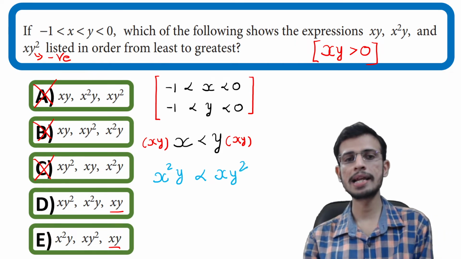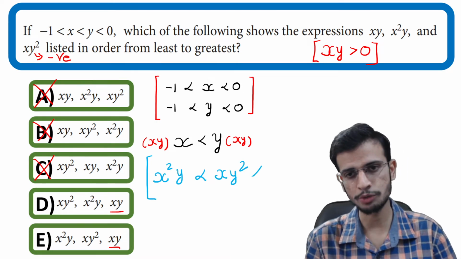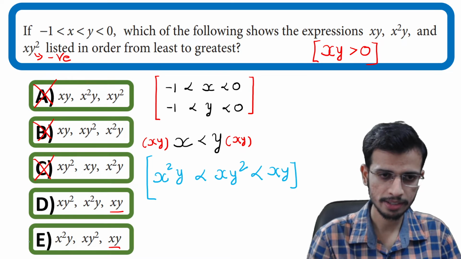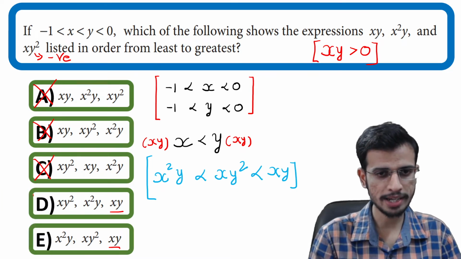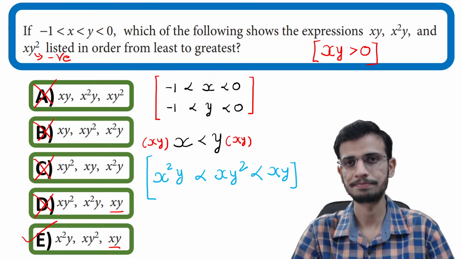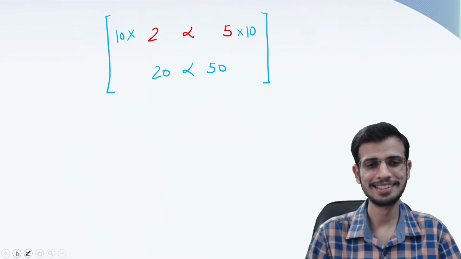So x square y will be least, and we know that xy is the greatest. First x square y, then xy square, and then xy. So option E is the correct answer for this question. Right? Okay, so let's move on to the next question.